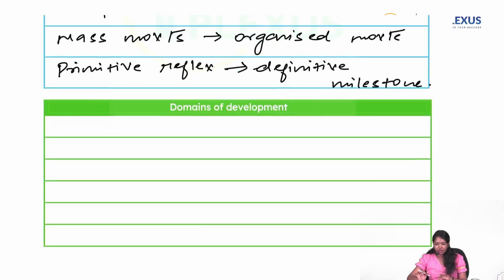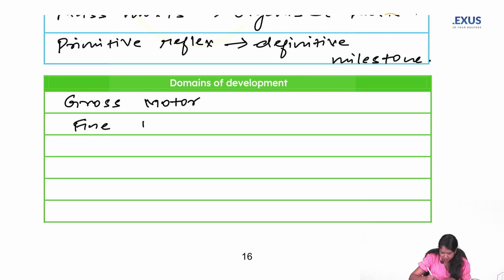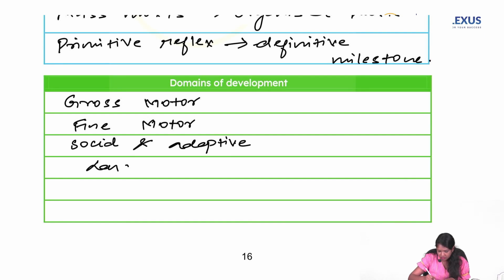Okay. Now, coming to the domains of development. What are the domains of development? Gross motor, fine motor, social and adaptive, language, two other things. These four everyone knows. Two other things. Vision and hearing is also important.